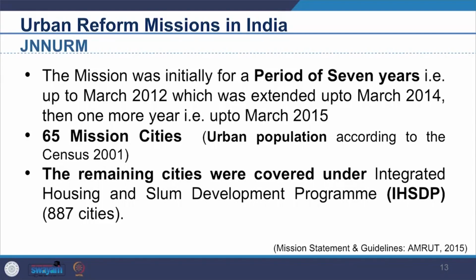The mission was initially for a period of 7 years, that was up to March 2012, which was extended up to March 2014 for completion of the already approved projects. In March 2013, the mission period was extended by 1 more year, up to March 2015, to complete ongoing projects. 65 mission cities identified based on urban population according to the Census of India 2001, or cultural and tourism importance, were covered under BSUP, and the remaining cities were covered under IHSDP. Nearly 887 cities were covered. Now let us look at AMRUT.